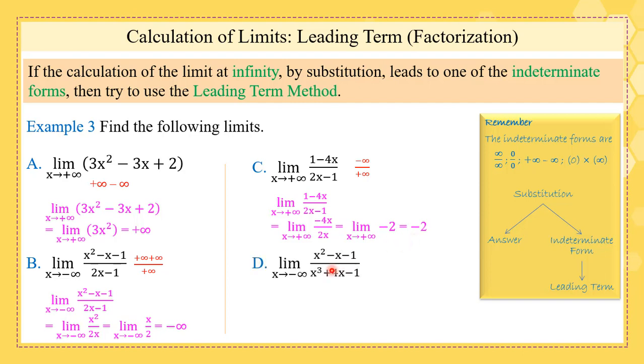The fourth one, we need to find the limit of this function at negative infinity. We also substitute and we get positive infinity over negative infinity, which is also an indeterminate form. So we take the limit of x squared from the numerator and x cubed from the denominator. We simplify, we get the limit of 1 over x, and 1 over infinity is 0.